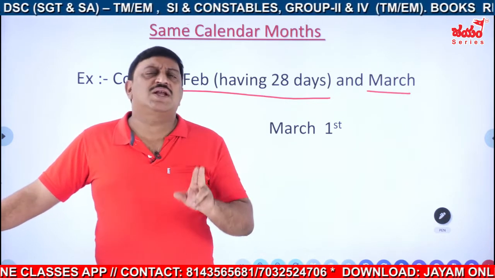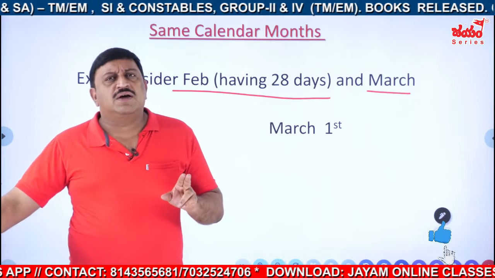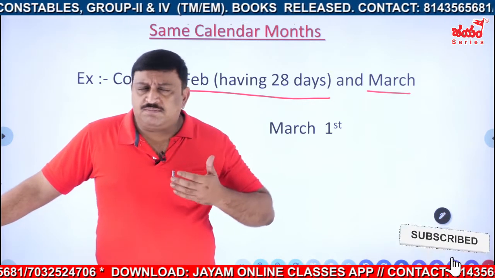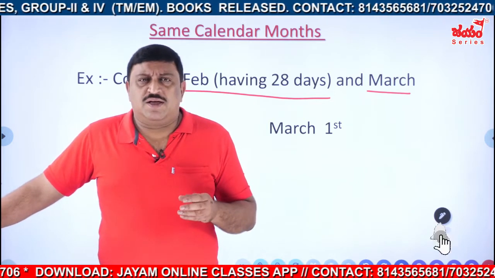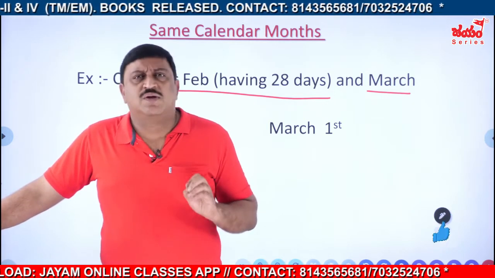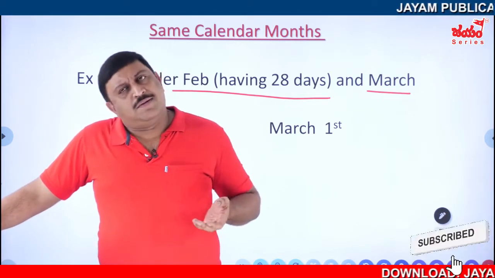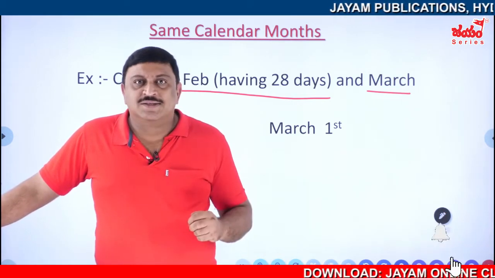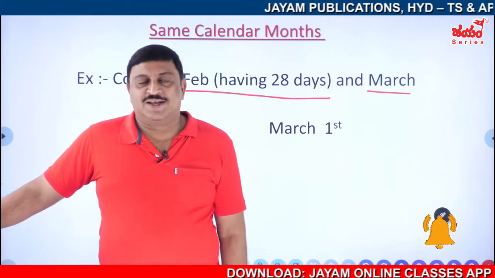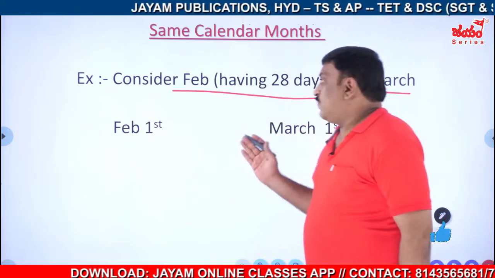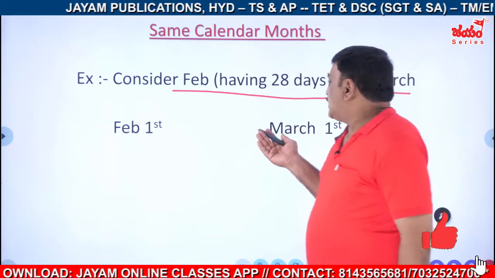The general notion, which people know also: if February has 4 Sundays, March also will have 4 Sundays. We'll see that later. Now, first of all, how to confirm whether it is the same day or not.